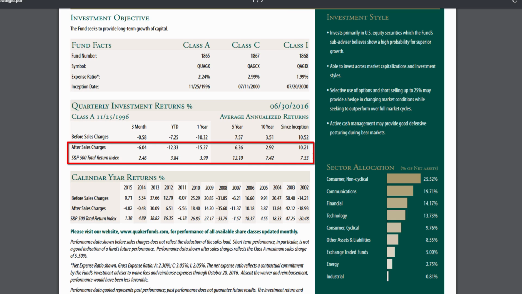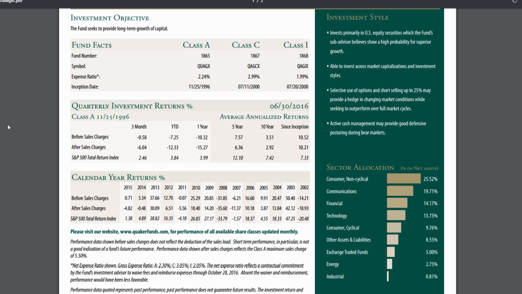Versus inception, it does great. So I was a little deceptive on that. I didn't really like that. But we're looking at expenses here. So what do we know so far? Well, we know Class A and Class C shares run a 2.2 or 2.9 expense ratio. That's really high. Let's just talk about that.